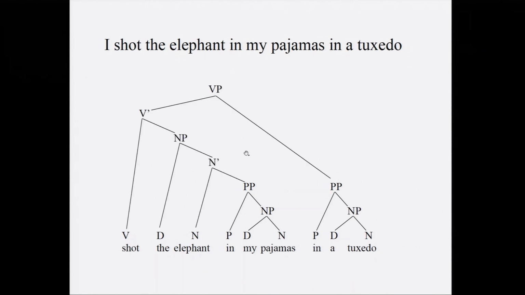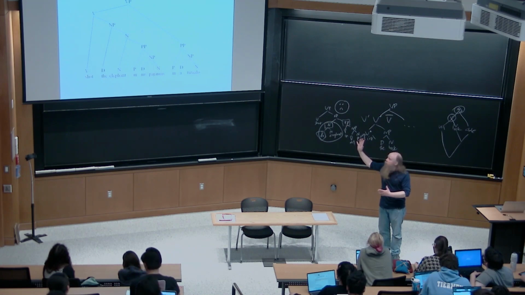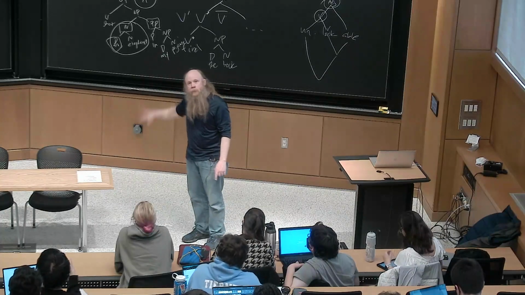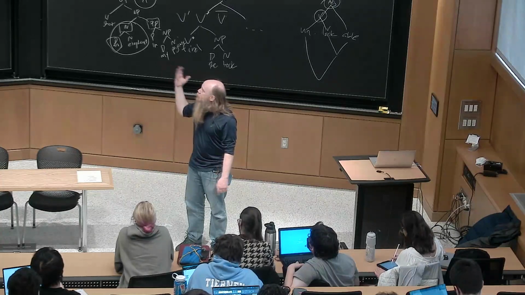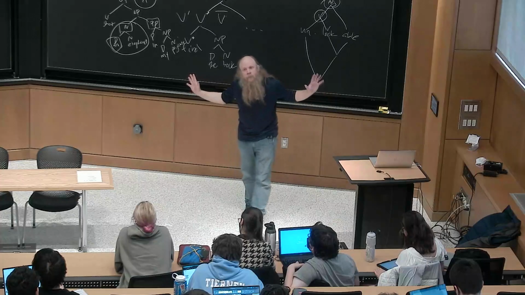Why? Well, because if you're going to have two prepositional phrases, in my pajamas and in a tuxedo, and you're going to attach them in the ways that we've been attaching prepositional phrases before, this is the only way to do it. To get this order, unless you're going to cross lines or something like that, this is the only way to get this order of words. So in my pajamas has to modify elephant, and in the tuxedo has to modify the verb phrase. And that's the only reading this in fact has.